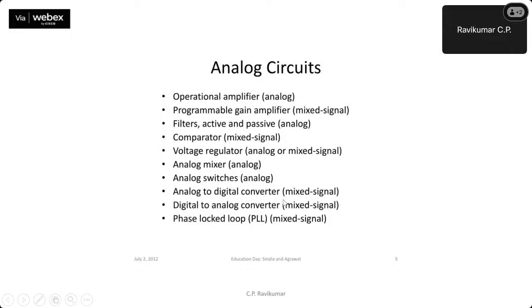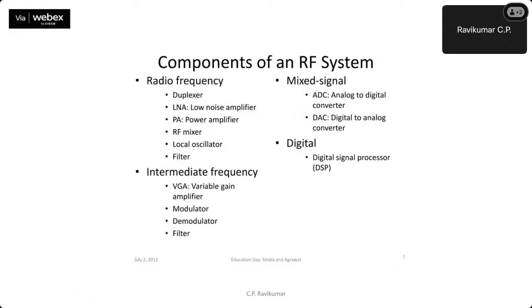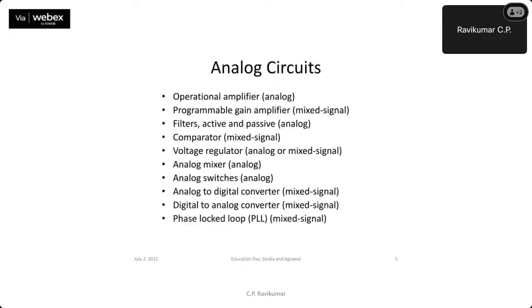Then A to D converters, which are mixed signal circuits, right? Because they take analog input and convert it into digital format, or digital to analog, or phase lock loops, which are useful in creating clock signals and things like that, right? So we may have a lot of different kinds of analog circuits.